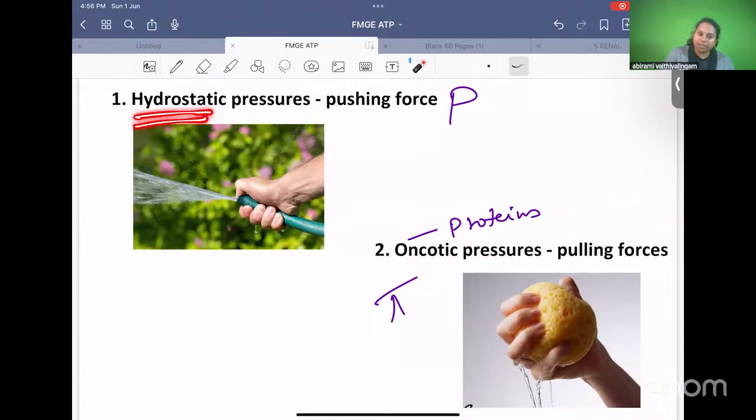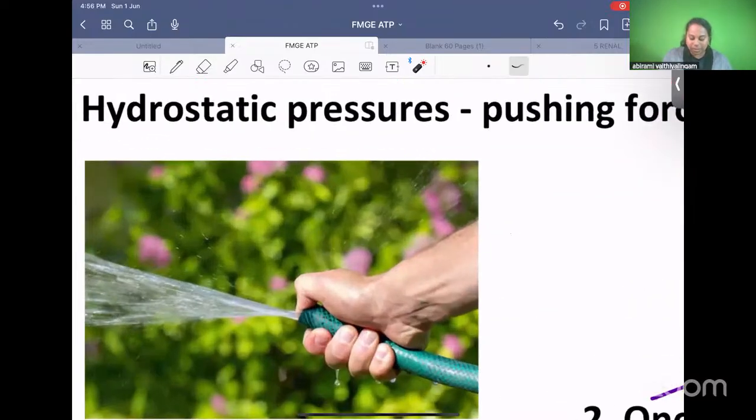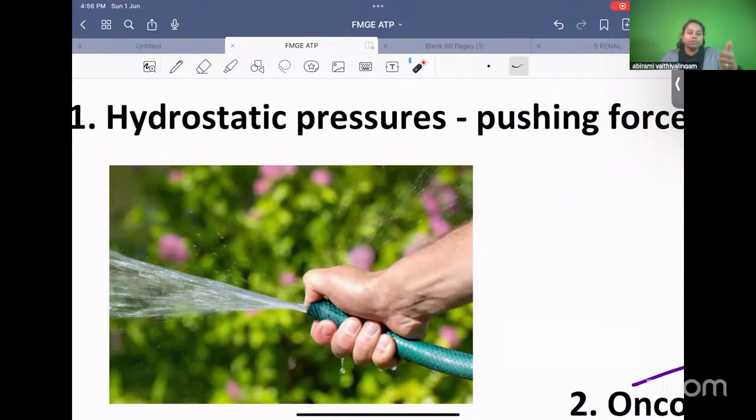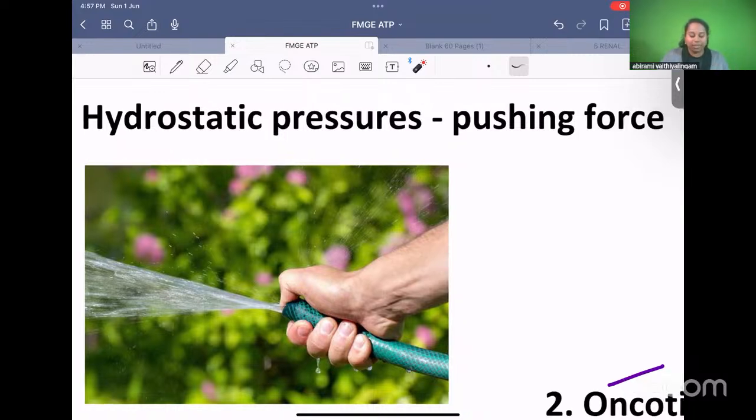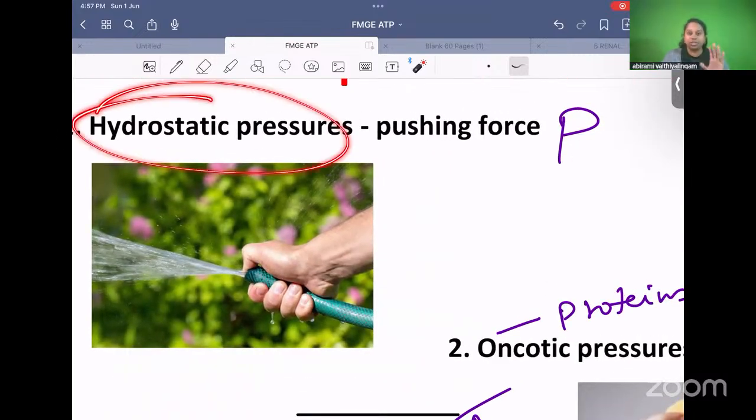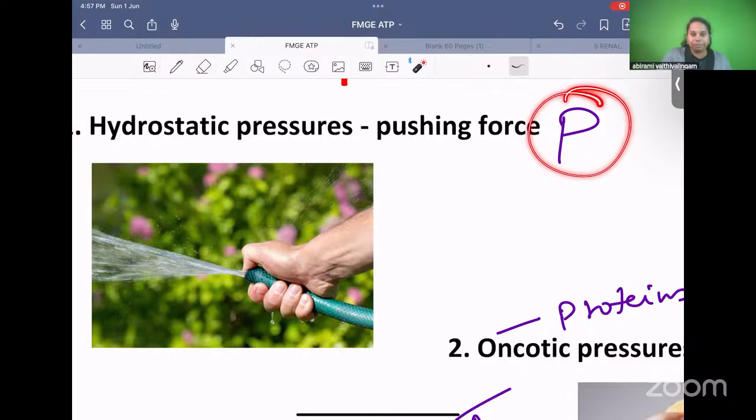What is hydrostatic pressure? Have you played like this? When you pour water in the garden, if you close half the nozzle of the pipe, water will be pushed out with a great force. Or when water is pouring in a tap, you close half the nozzle of the tap, water will be pushed out. So hydro means water. The water component of the blood will always give you a pushing force. So wherever there is hydrostatic pressure, it is a pushing force. Wherever you see hydrostatic pressure, it will push the filtration to the other side. So hydrostatic force, pushing force, denoted by P.